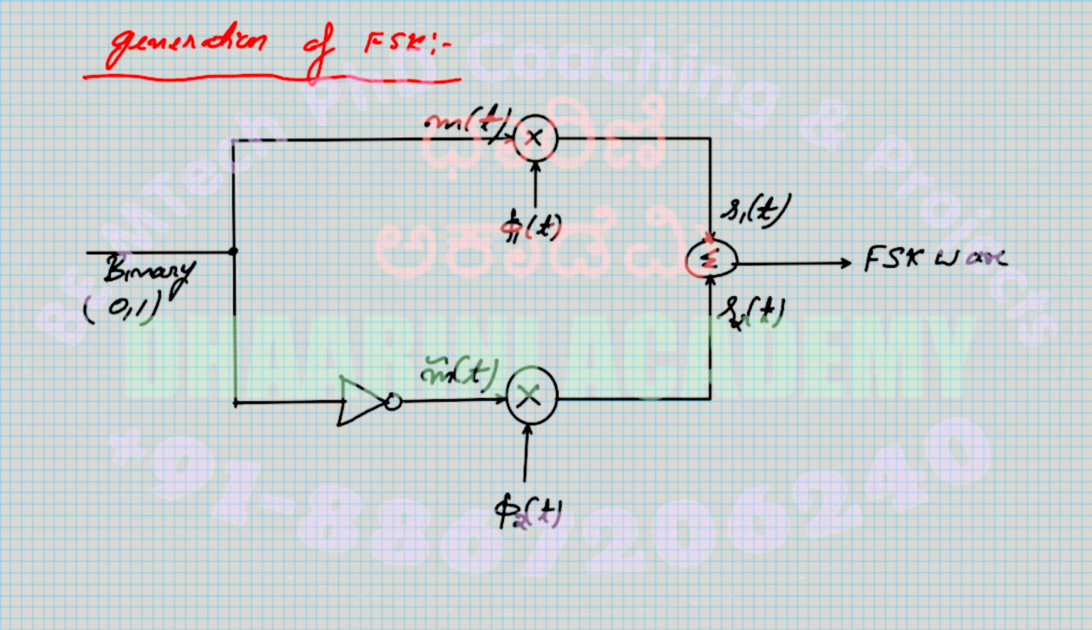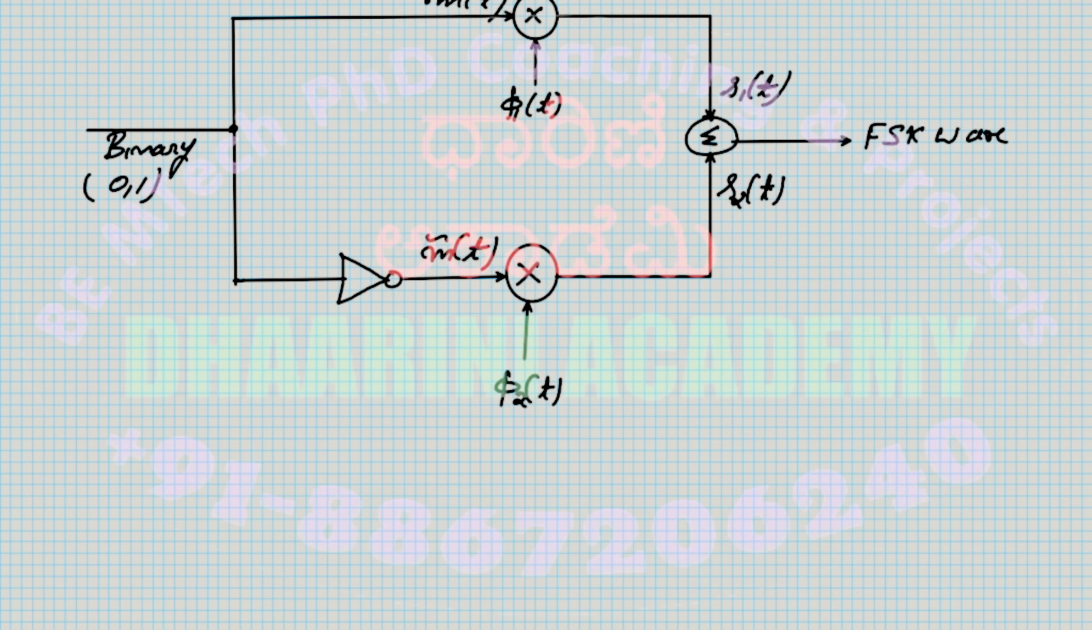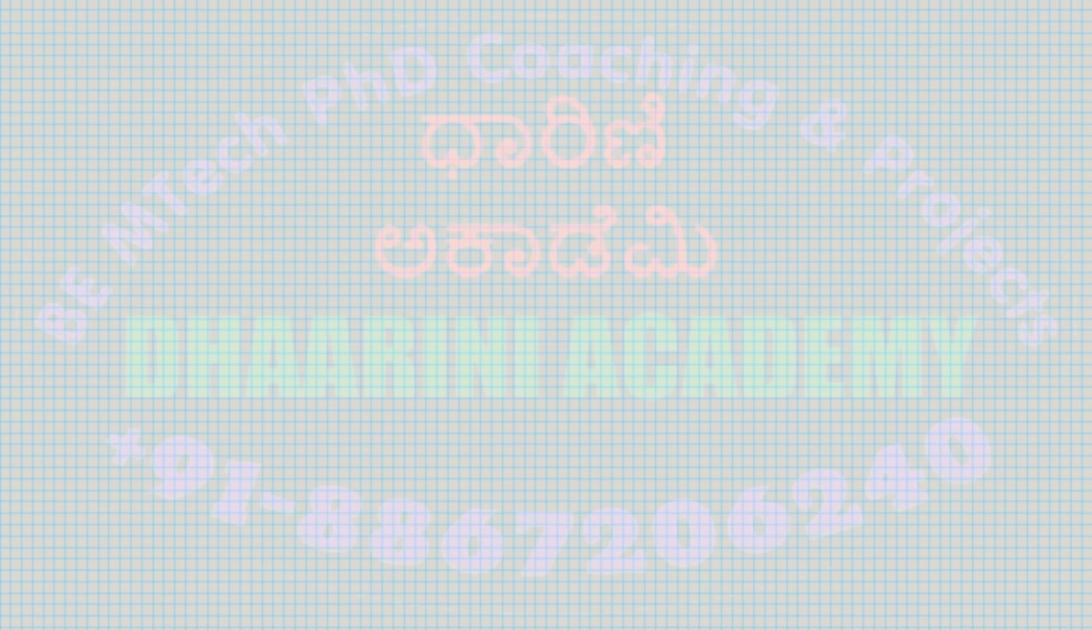Right. So very straightforward, right? Whenever you want to generate an FSK, you can use a simple concept like this. Okay, that's the modulator circuit. Now let me go for the demodulator circuit.